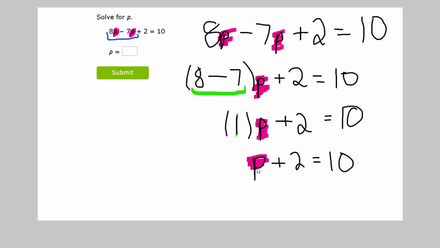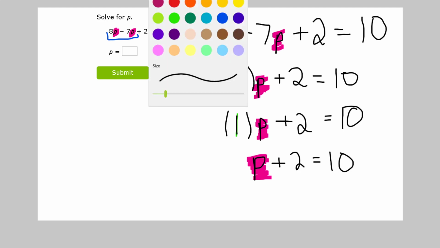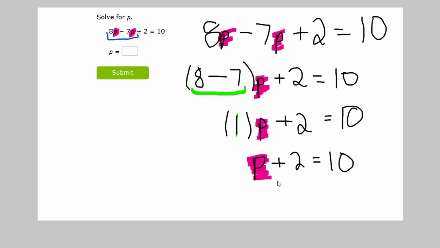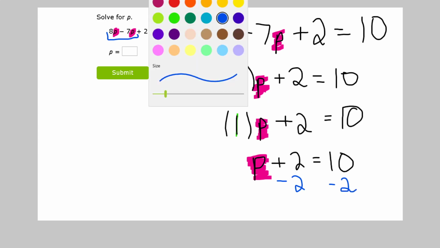And then from here, it's a one-step equation. For this one, we're adding 2, so to get rid of this 2, we need to subtract it away from both sides. So we need minus 2, minus 2. Do one thing to the left side of the equation, you have to do the same thing to the right.